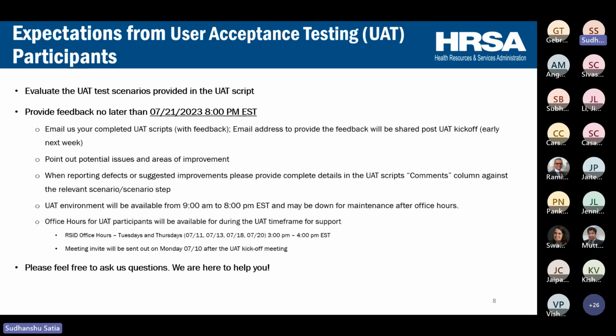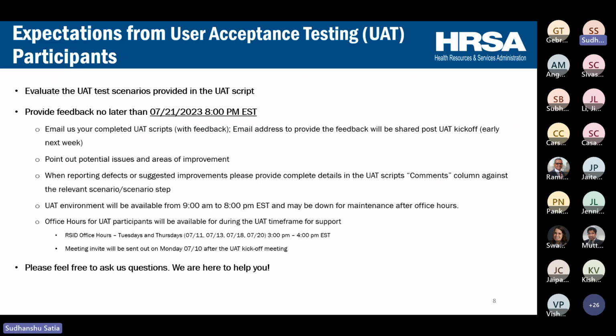The invites will be sent out on Monday along with other UAT documentation. For now, the proposed timings are every Tuesday and Thursday during this UAT window, which comes to July 11th, 13th, 18th, and 20th from 3 to 4 p.m. In case anyone has any concerns over the timing, please feel free to reach out to the Program Office and HRSA Technology Office, and we will coordinate with the Program Office and HRSA OIT to accommodate the timing requests.